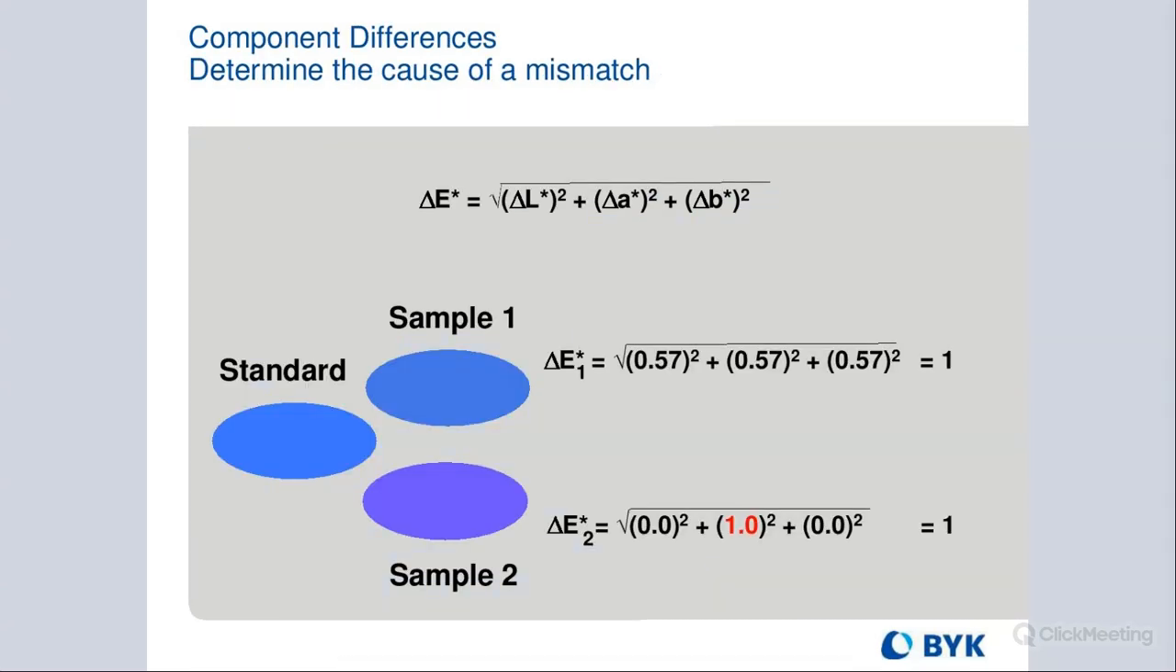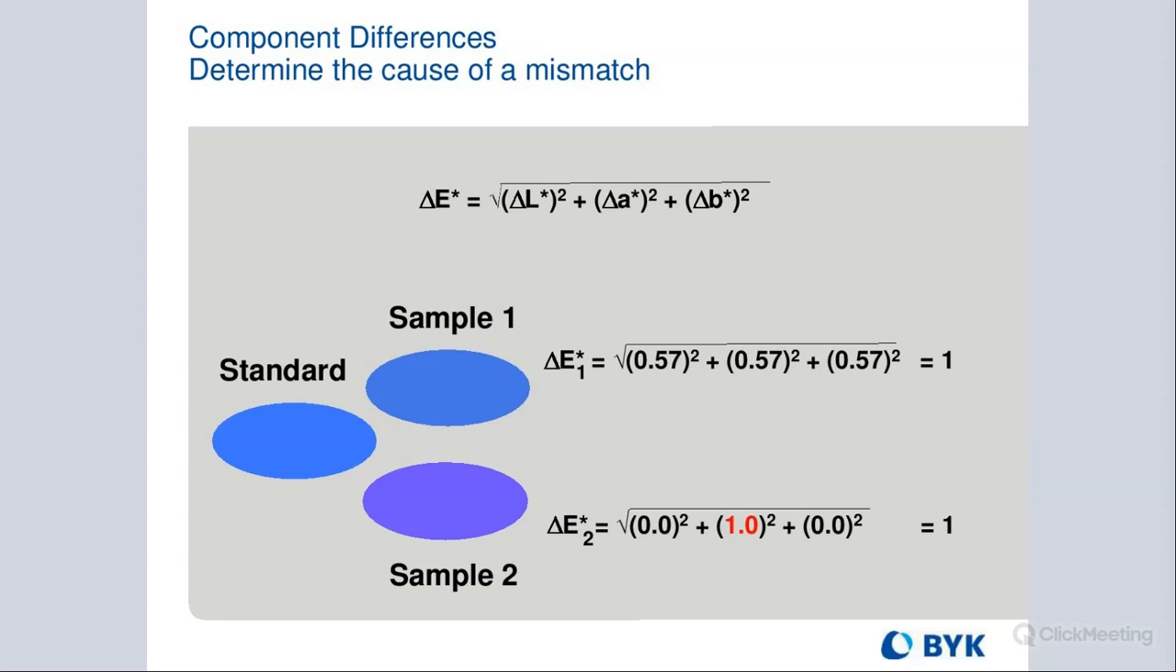So delta E star, I mentioned earlier, was developed in the 1960s. So it's a fairly old equation, looking at it from today's point of view. And with that, there are some shortcomings. Because it's a very simple equation, you could have some issues which would cause bigger problems in a production or quality control type of situation. So what we're seeing here is we have our standard, and we have a sample 1 and a sample 2. They're both using the delta E star equation.